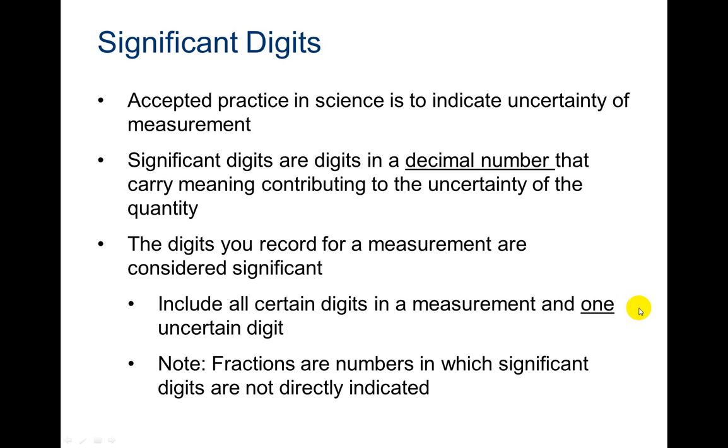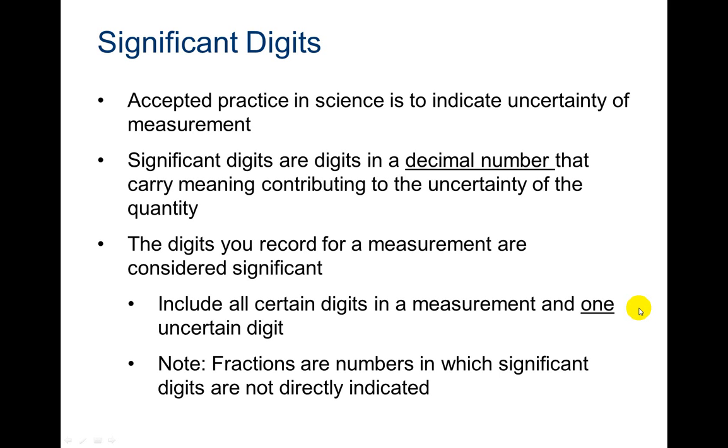Okay, so the accepted practice in science is to indicate uncertainty of measurements. All right, because significant digits are digits in a decimal number that carry meaning contributed to uncertainty of the quantity. The digits you record for a measurement are considered significant. Include all certain digits in a measurement and one uncertain digit.